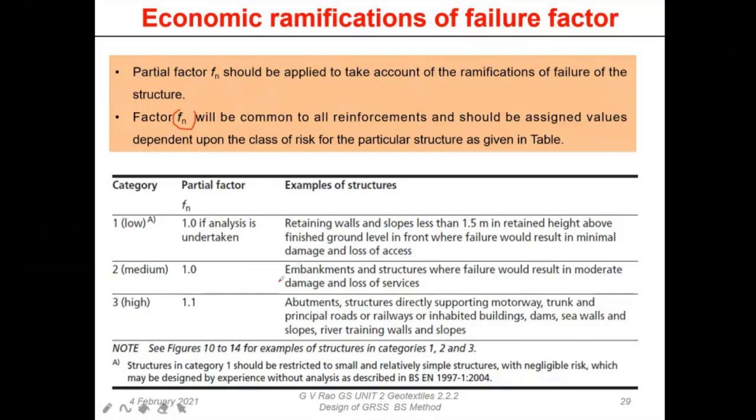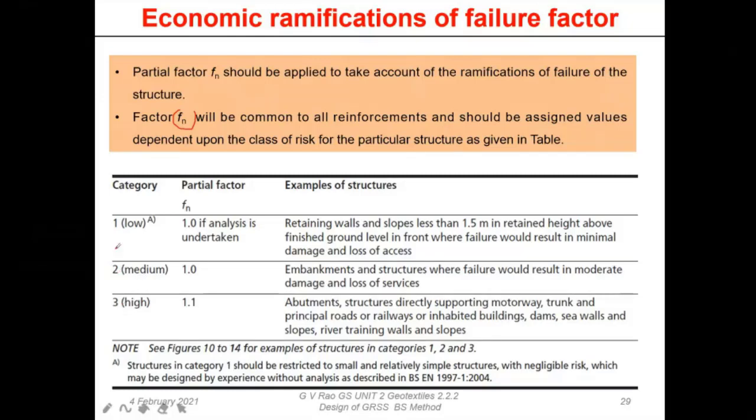So what did we see last time? When we construct abutments, structures directly supporting waterways, trunk and principal roads or railways, or inhabited buildings, dams, sea walls, and slopes, river training walls and slopes, in all these cases it is category 3, that is high ramification. What is the ramification? The result is going to be a loss of life and property. That is the main thing.